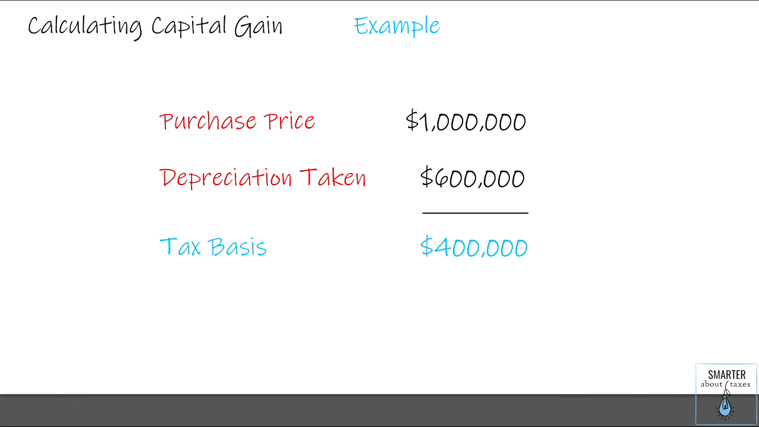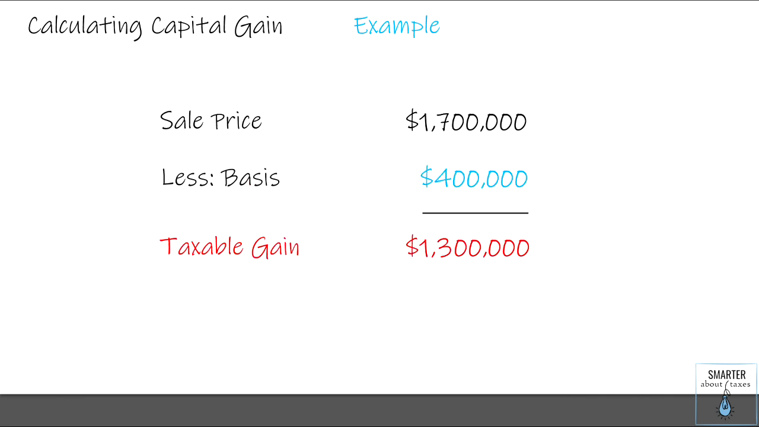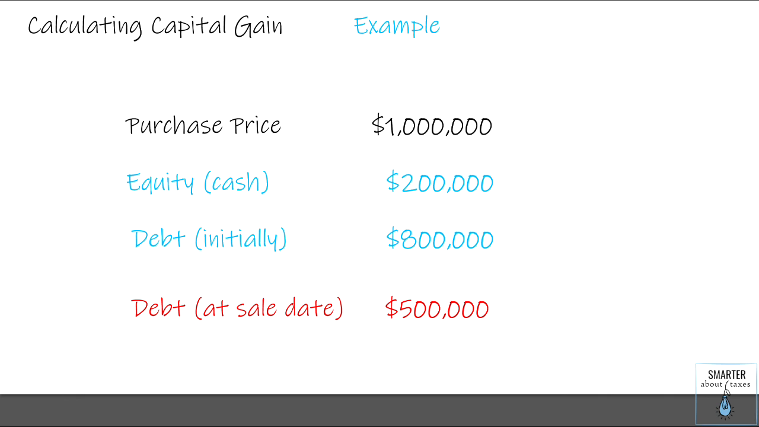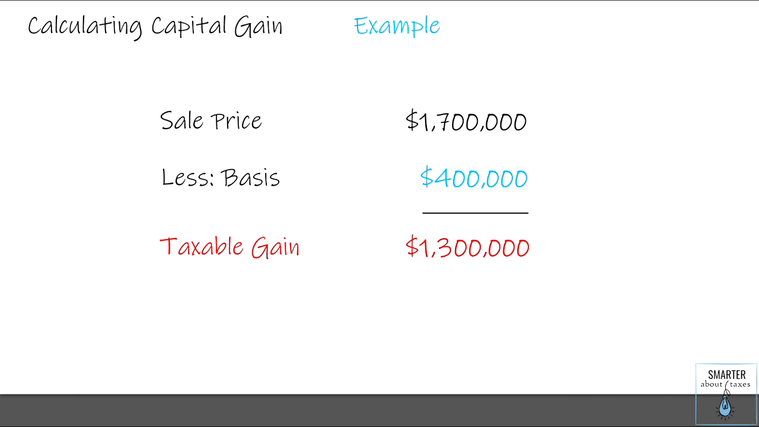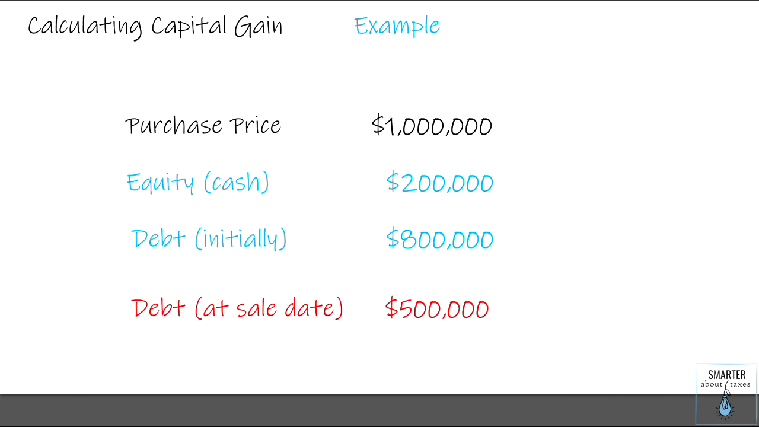Okay, again, this was our example. Our basis is now $400,000. So we sell the property for $1.7 million. We bought it for $1 million, sold it for $1.7. Good deal. Our basis at the time we sold it is $400,000. Our taxable gain is $1.3 million. Now I want to distinguish this from the cash you received. You sold it for $1.7 million. I don't care how much cash you receive. Your gain is $1.3 million.